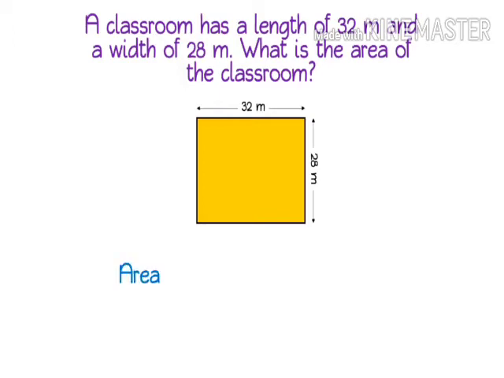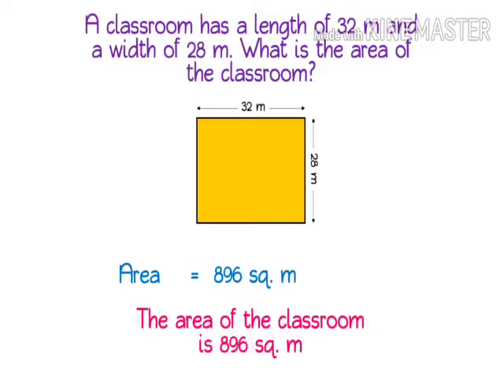Area of a rectangle is length into breadth. We know that the length is 32 meters. Let's put that value in. We know that the breadth is 28 meters. Let's put that value in. Then we multiply them and get the area. The area of the classroom is 896 square meters.